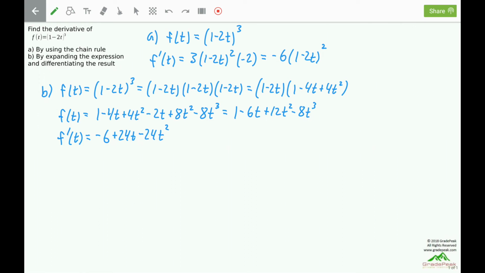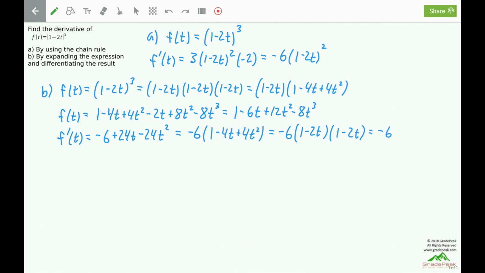This expression is factorable. First of all, we have a common factor of a negative 6. Let's factor that out. So we have negative 6 times a positive 1 minus 4t plus 4t squared. This expression is trinomial factorable. It factors into a 1 and a 1 because of the 1. We have a positive 4t squared and a negative 4t, and that means it'll be a negative 2t and a negative 2t.